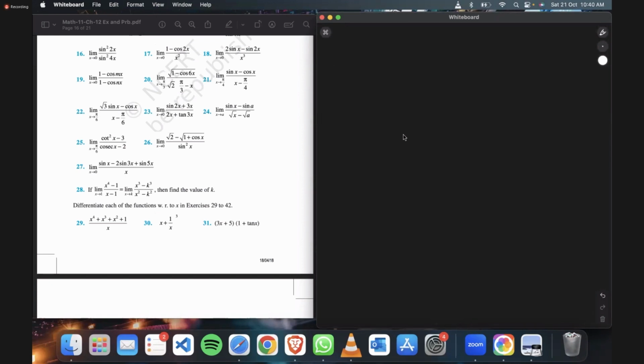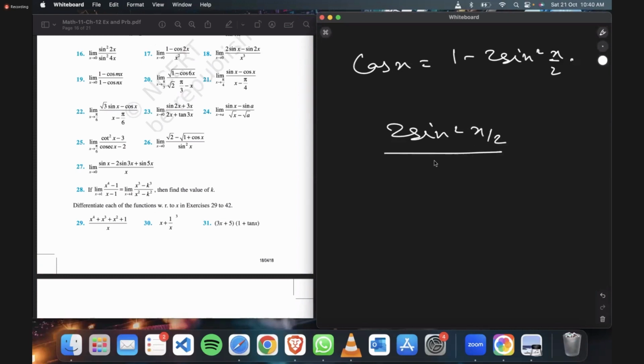So, double angle formula, yeah, that might help us. So cos x I can write as 1 minus 2 times sine square of x by 2. Alright, so if I put this in, what do we have? We have 1 minus cos x, so I'm going to write it as 2 times sine square x by 2 divided by sine square x. And in the product I have under root 2 plus the whole under root of 1 plus cos of x, bracket closed. Yeah, what can I do with this sine square x?